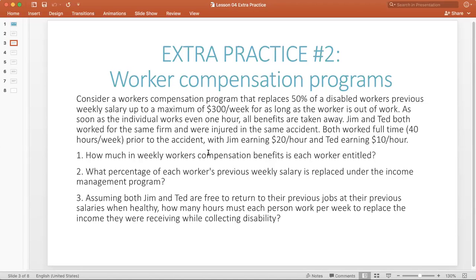So what they're asking is we need to look at what they were originally making weekly and then take 50% of that. But there's a salary maximum of $300. So if that 50% of what they were usually making is over $300, they're still only going to be receiving $300. But we can figure that out with some math. So going back to this whiteboard, I'm just going to write down some good information.